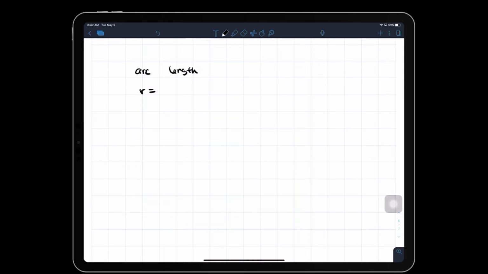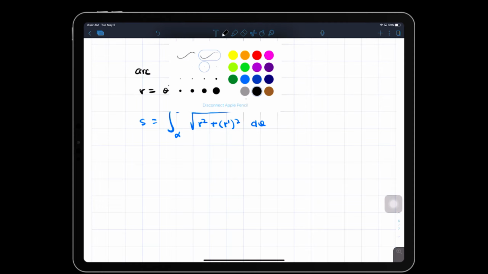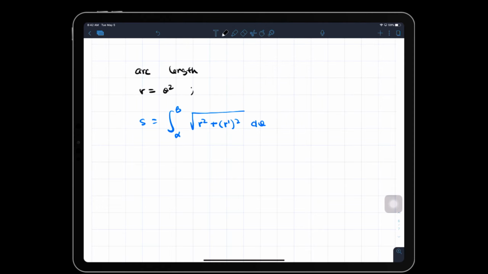We can start with something like this. Maybe we start with r equals theta squared. And let's remember our arc length formula. S is the integral from alpha to beta of the square root of r squared plus r prime squared d theta. And they're going to have to give us an interval here. Okay? So they're going to give us from 0 to 2 pi.